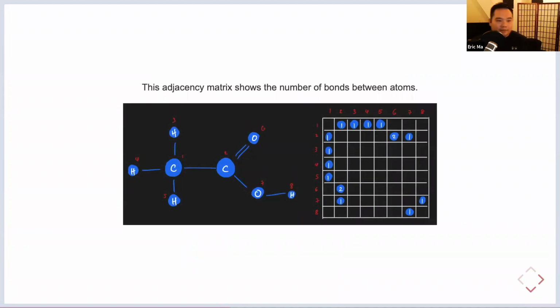Here's an alternative adjacency matrix that you could show. This is another adjacency matrix that shows the number of bonds between atoms. Most of these edges are single bonds, but there is one over here between atom number 2 and atom number 6 that has 2 bonds in between them. And so the corresponding entry in the adjacency matrix has the value of 2.